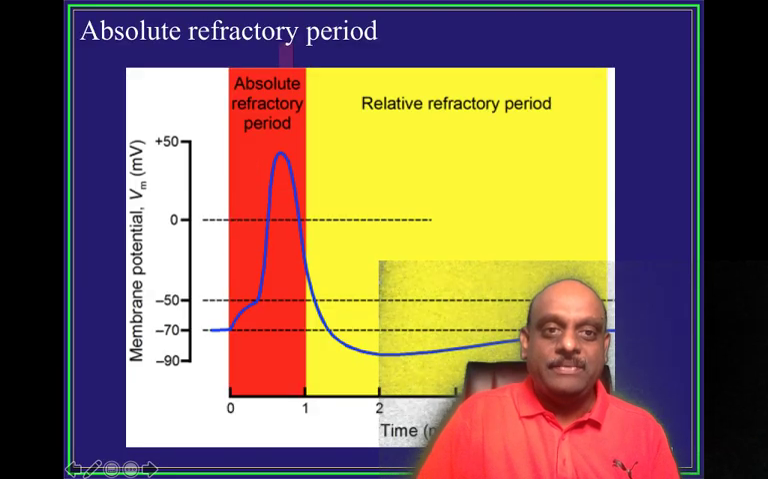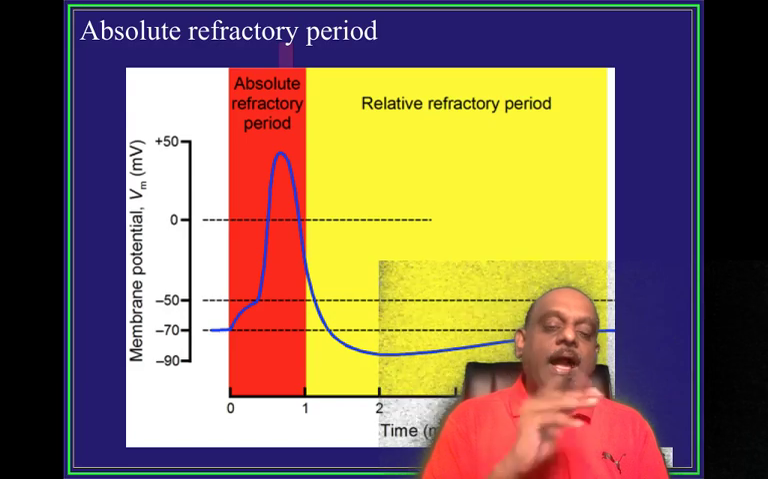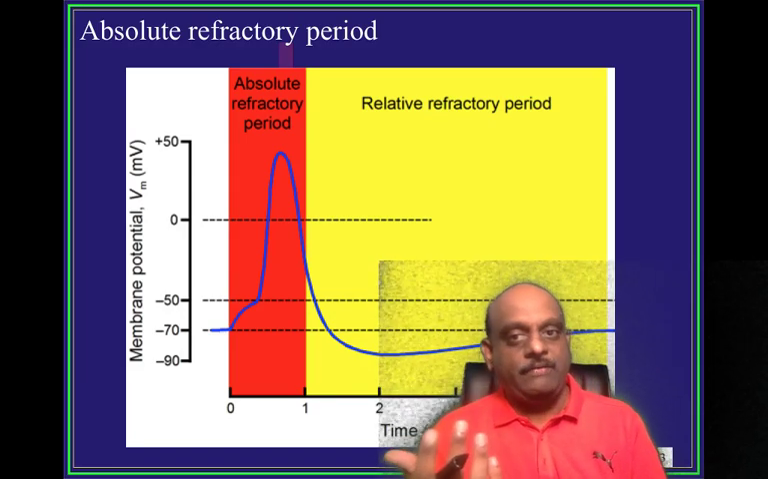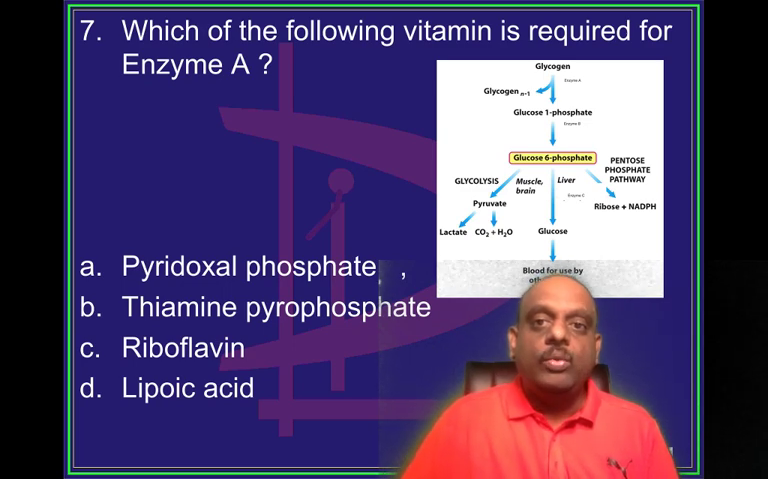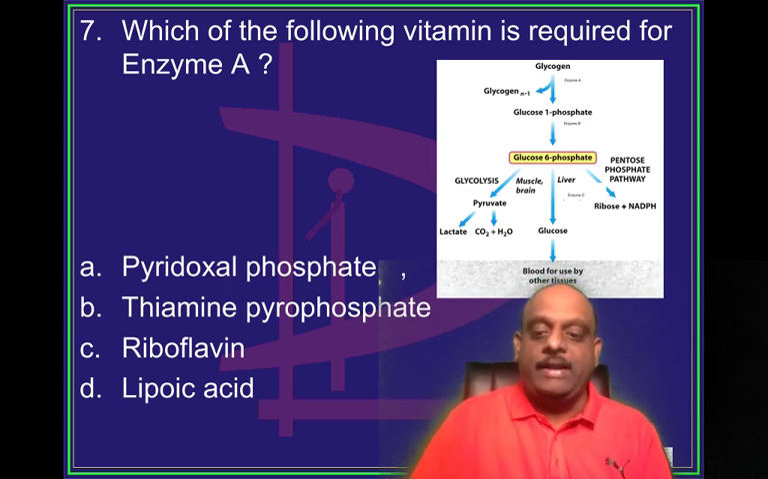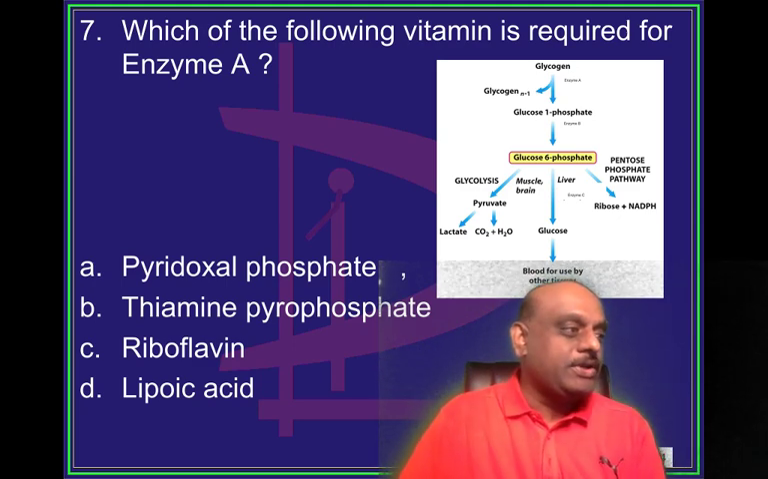Now, doc, it is the absolute refractory period. So there are two concepts: absolute refractory period and relative refractory period. Now you know very well. Now, which is the vitamin which is required for enzyme A is the examiner's question. Should you answer, doc?